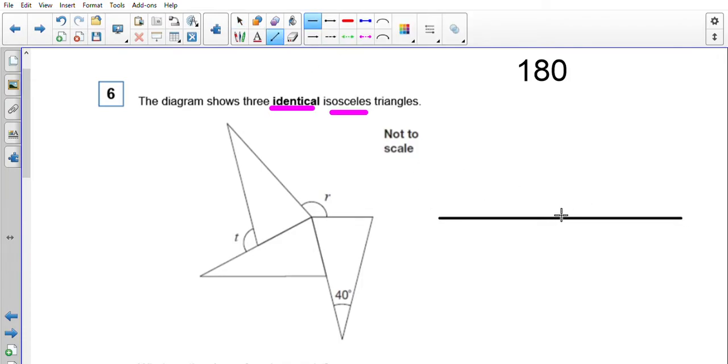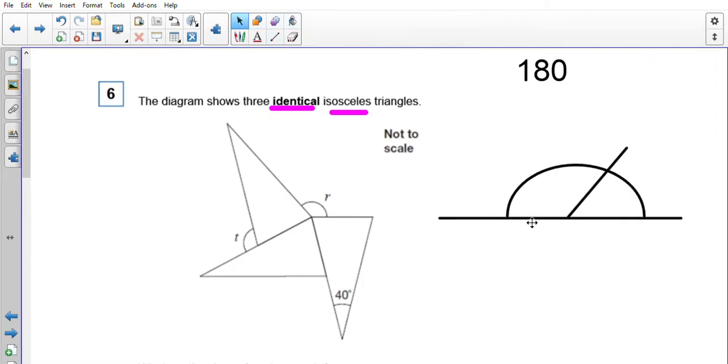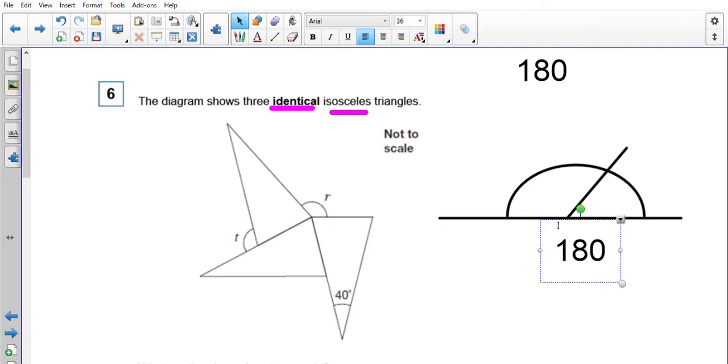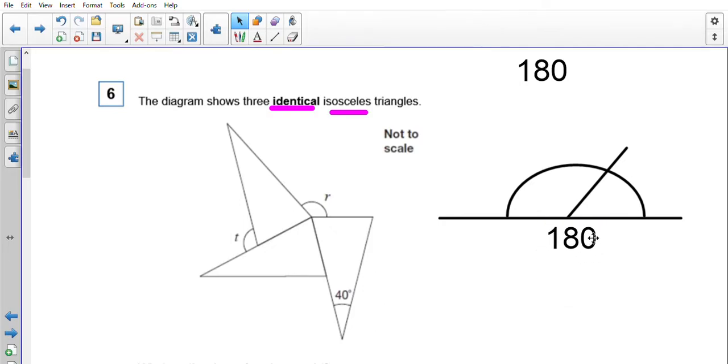Angles on a straight line also make 180 degrees. That's important to know.